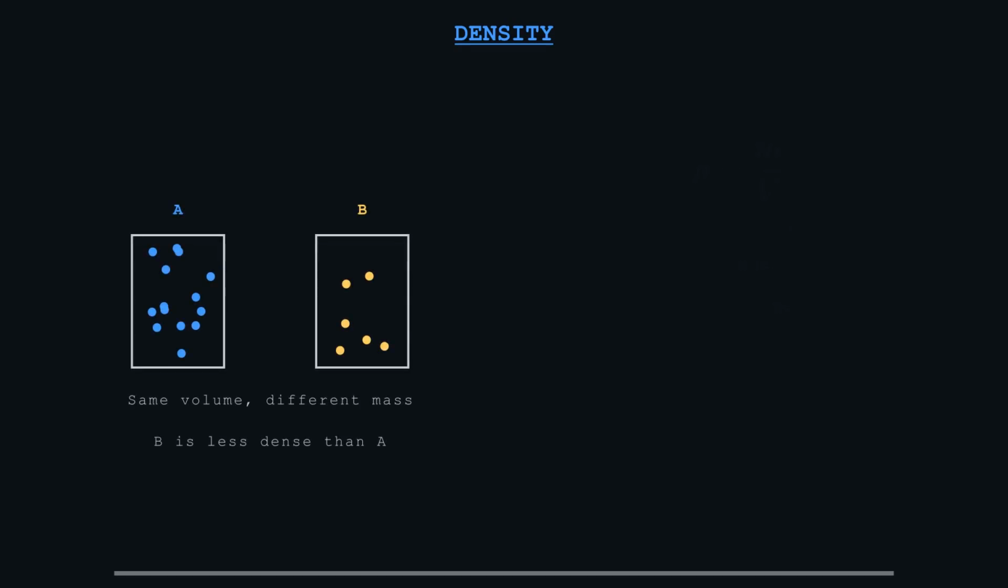Density tells us how much mass is packed into a given volume. It is calculated as ρ equals m over v, where ρ is density, m is mass, and v is volume. Here, both containers hold the same volume, but container B has less mass packed into it, so B is less dense than A.